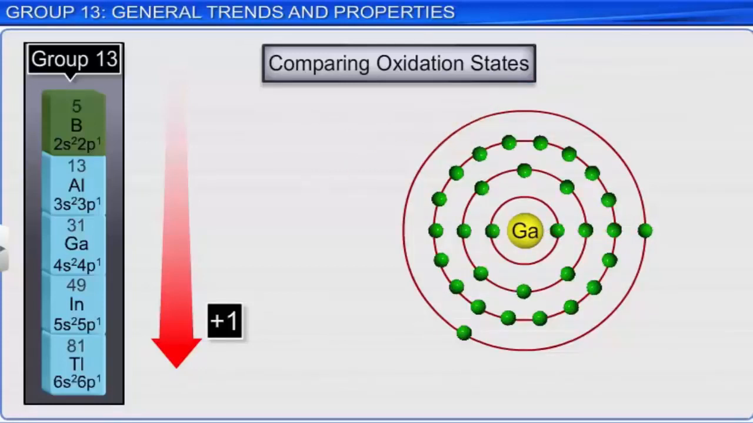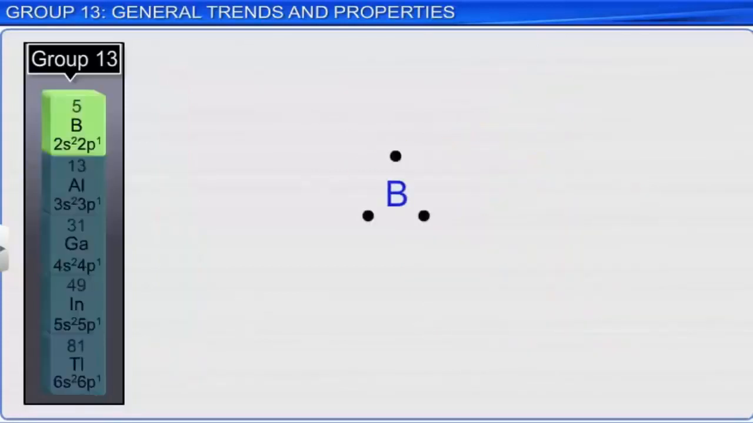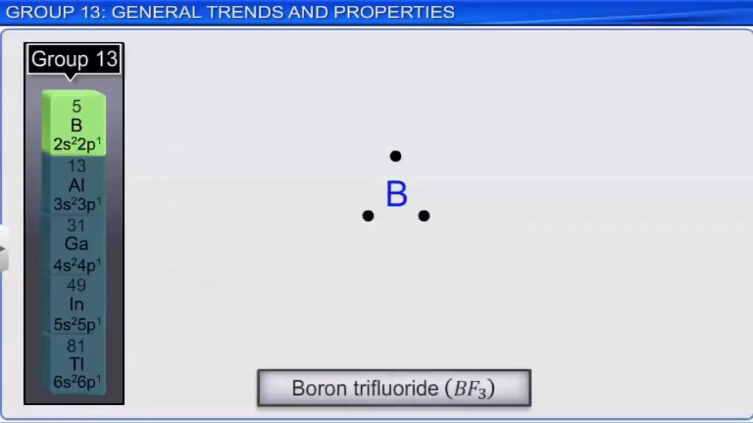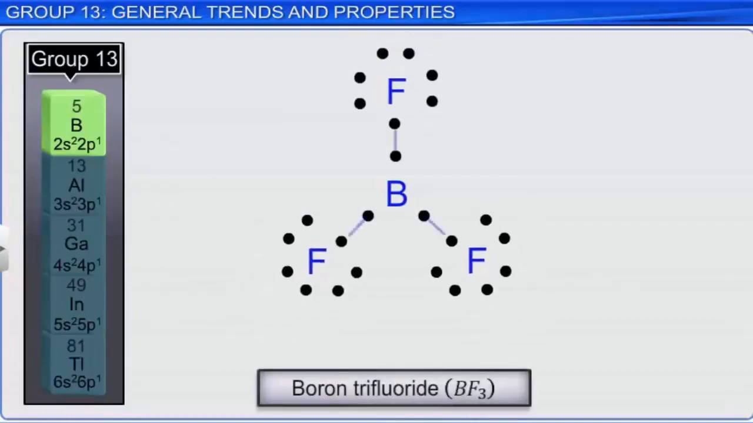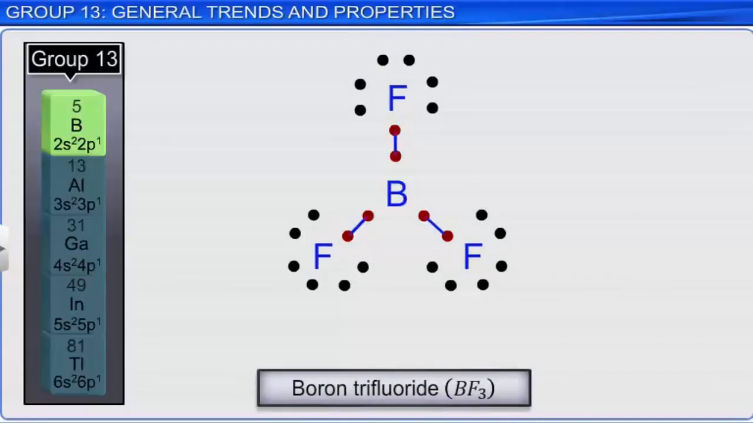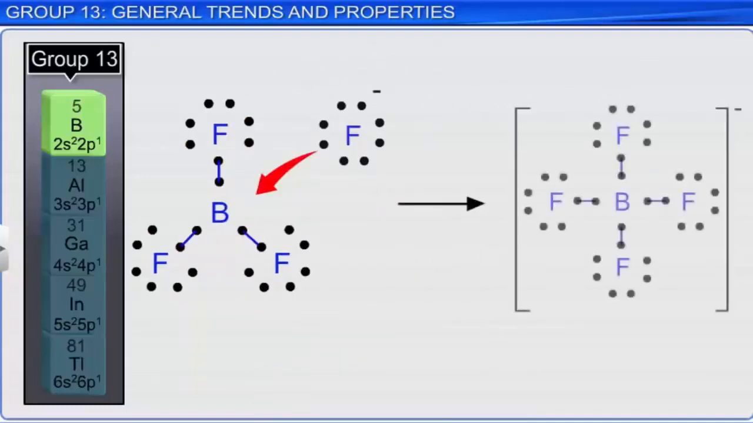p orbital is lost. With 3 valence electrons, boron often forms compounds such as boron trifluoride, with only 6 electrons around the central boron. Such molecules are described as being electron deficient. They tend to gain 2 electrons to achieve a stable octet. Therefore, BF3 acts as a Lewis acid, that is, an electron pair acceptor.